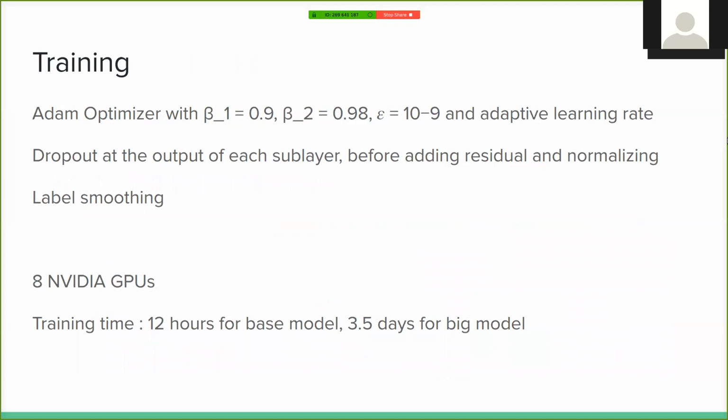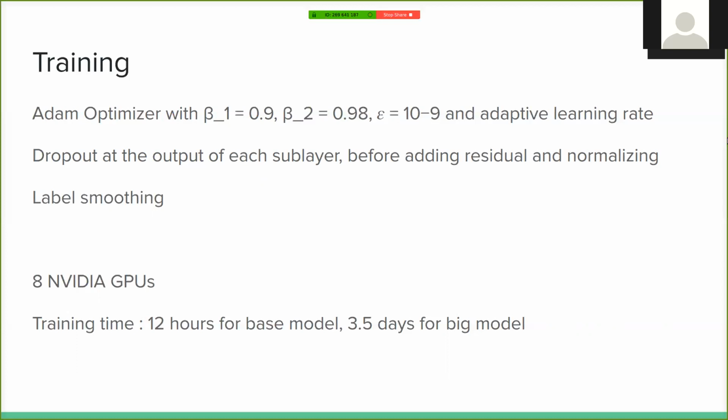The model was trained using an Adam optimizer with parameters and an adaptive learning rate that first grows linearly and then decreases in the square root of the steps in the training. It uses dropout at the output of each sublayer right before adding the residual and normalizing. So just like we saw earlier in the total model picture, it uses label smoothing as well, and it involves a lot of different GPUs.